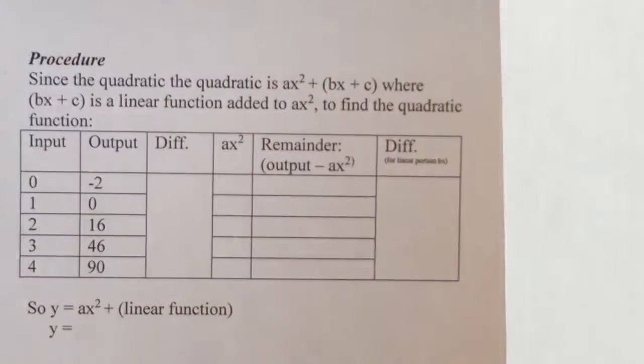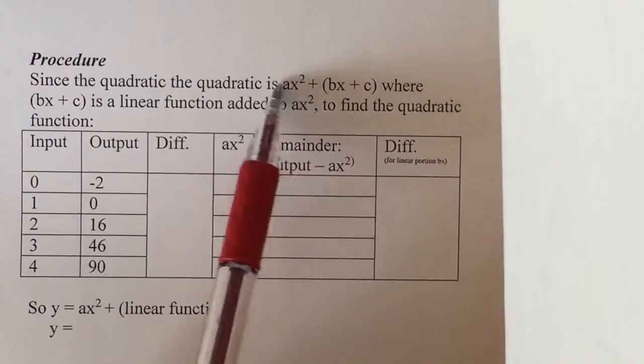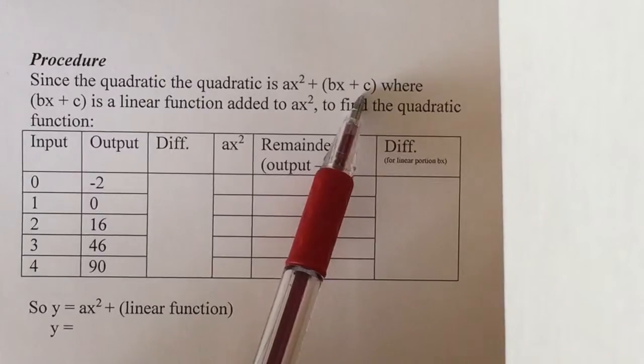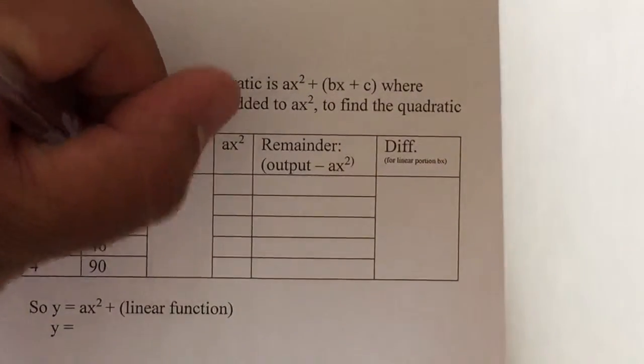So here's how you find the quadratic equation. If you find that the table gives you a quadratic because the differences end in the second differences, what you need to notice is that the quadratic equation itself is an ax squared term plus a linear term. So that's going to come in handy at the end. But first, let's go ahead and find the differences.